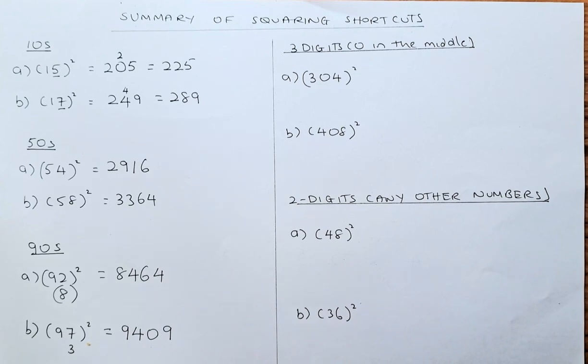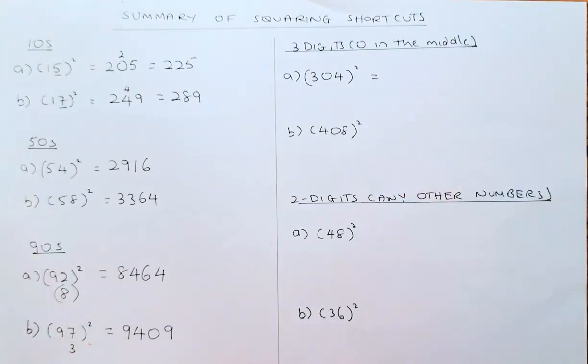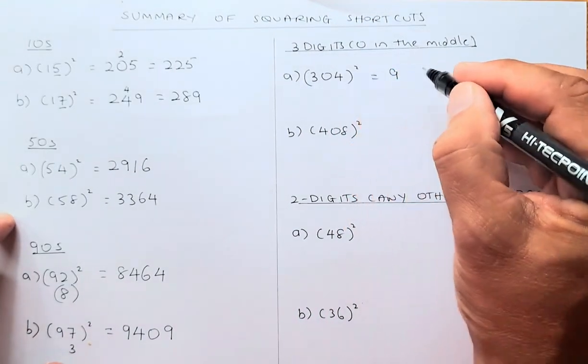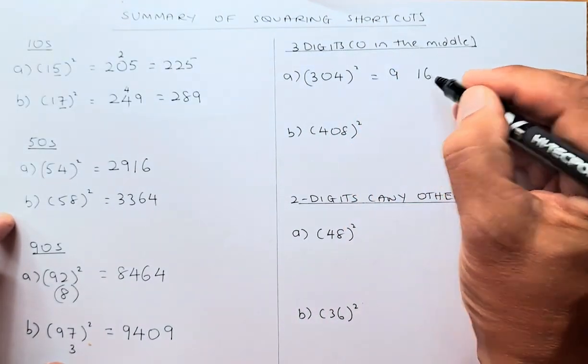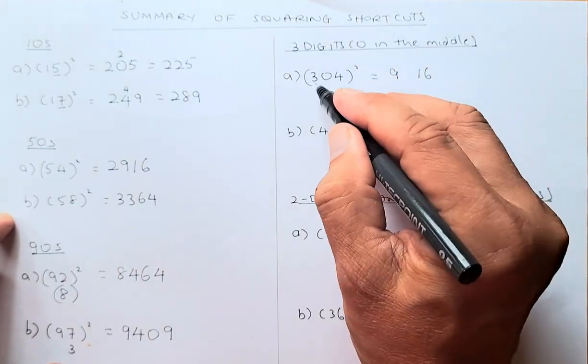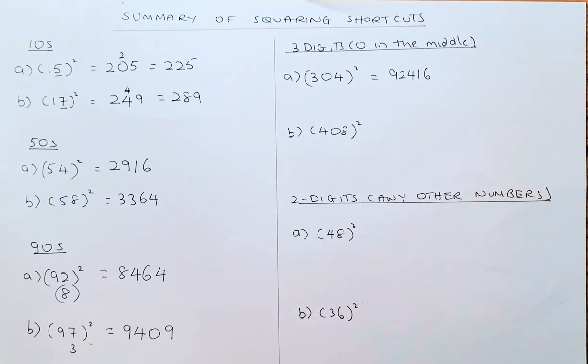Now we're going to square 3-digit numbers with 0 in the middle. So you have 304 squared. What you do is first square the 3, which gives you 9, and square the 4, which gives you 16. And then to get the middle number, you just take 2 times 3 times 4. So 2 times 3 is 6, 6 times 4 is 24, and that is how you get the answer, 92,416.